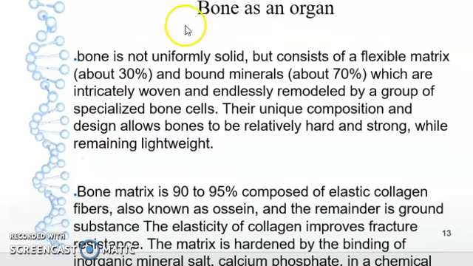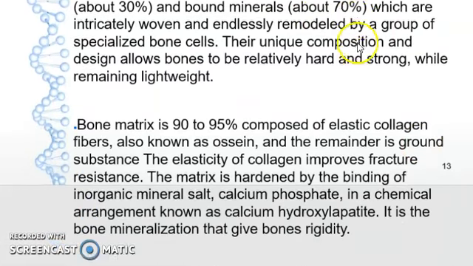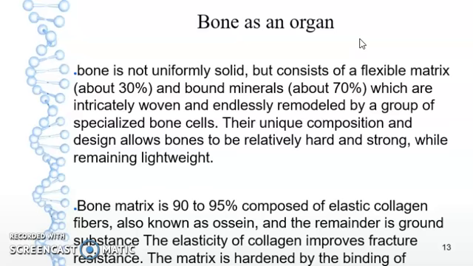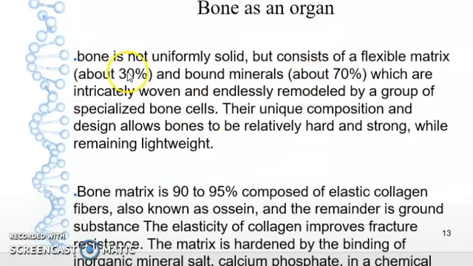Bone as an organ. So see, the bone is not uniformly solid. Sorry guys. So this is all about the theory, about the 30% of minerals, which are intricately woven into the group of specialized bones. So this is just to study. So the bone matrix and all. If you are studying in Ukraine, then it must be very helpful to you.